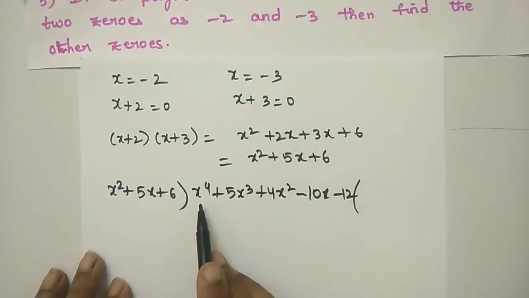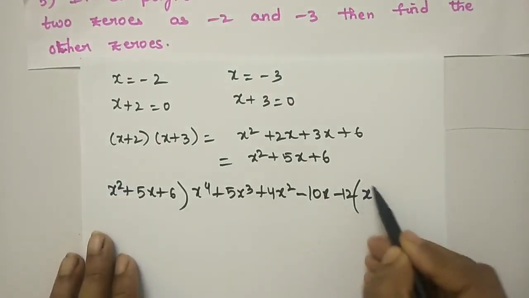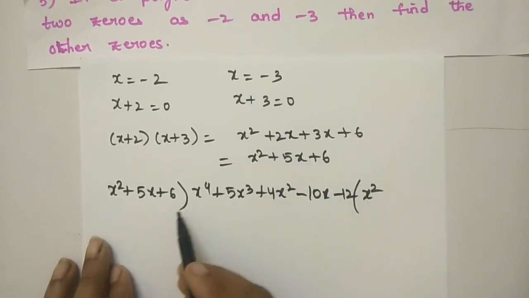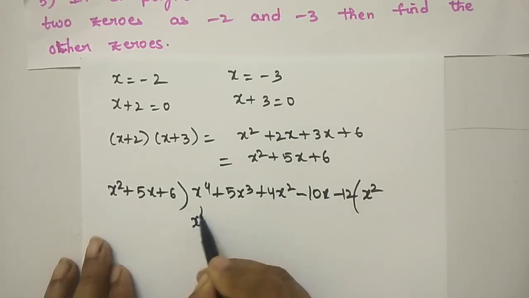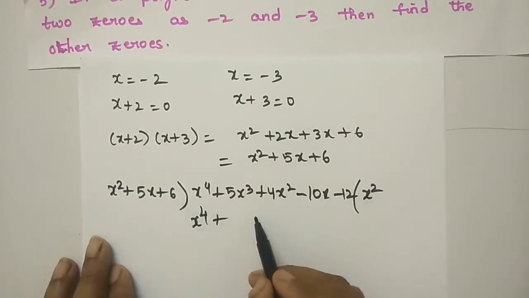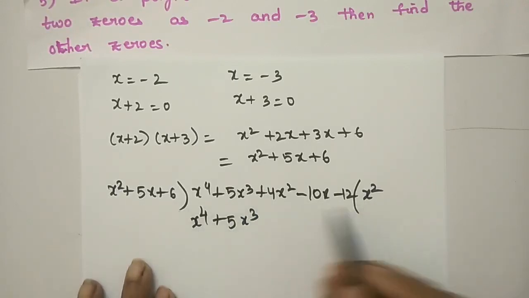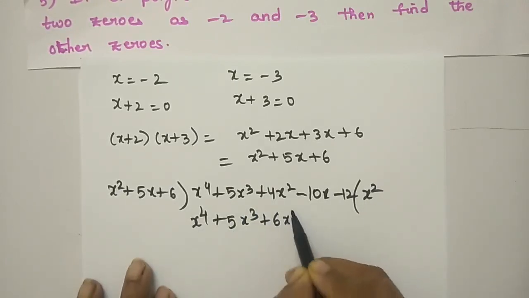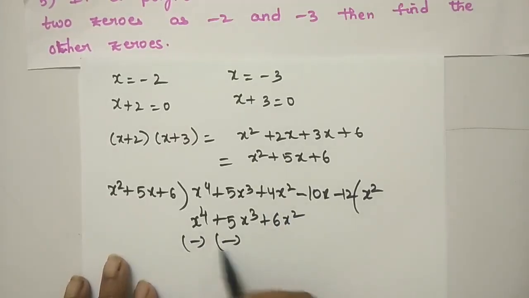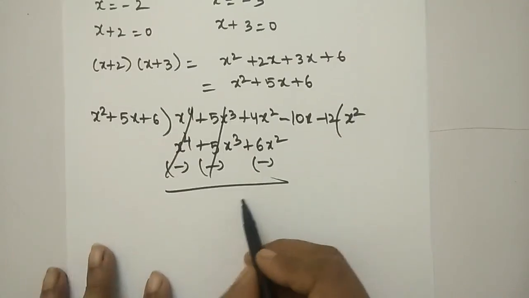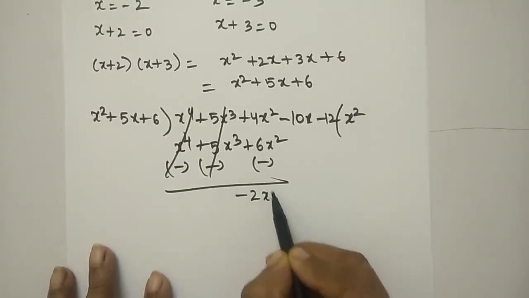Here x power 4 is there. So x square into x square, you will get x power 4. Now multiply the whole g of x with x square. So you will get x power 4 plus x square into x is x cube, so 5x cube. Okay, next plus 6 into x square is nothing but plus 6x square. Now change the sign, these two get cancelled, you will get minus 2x square.